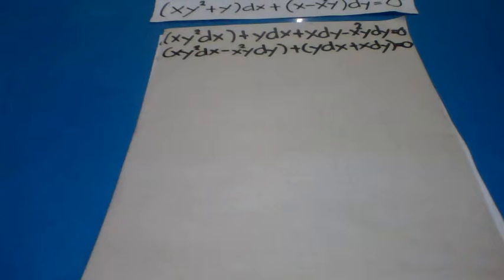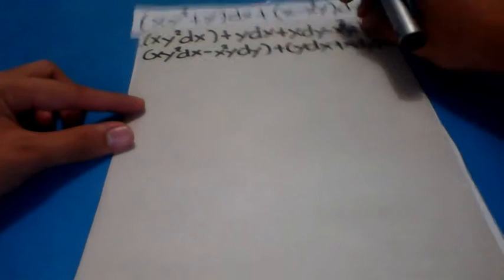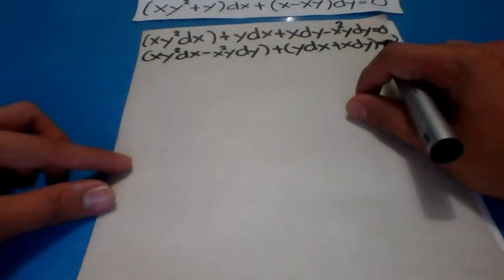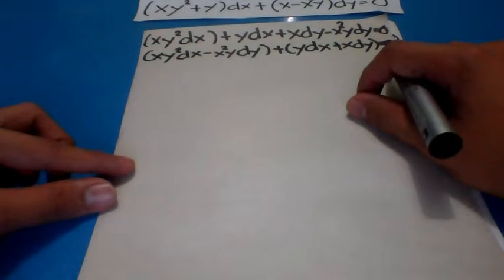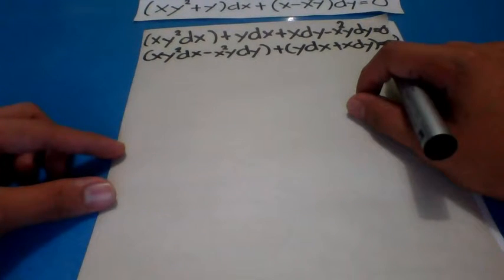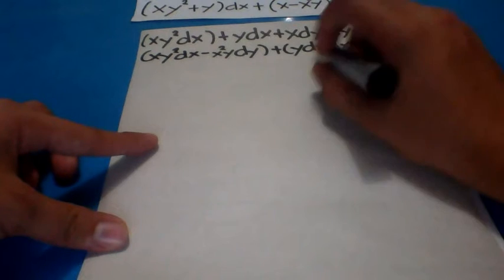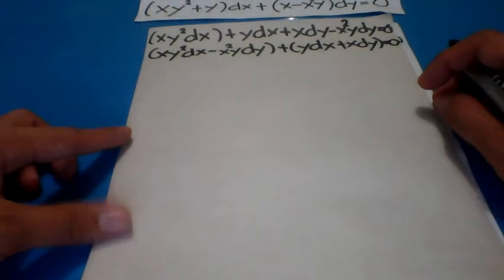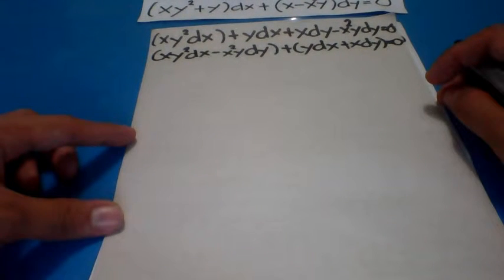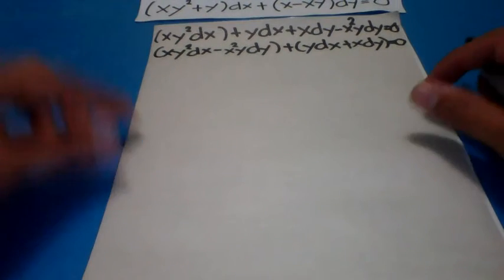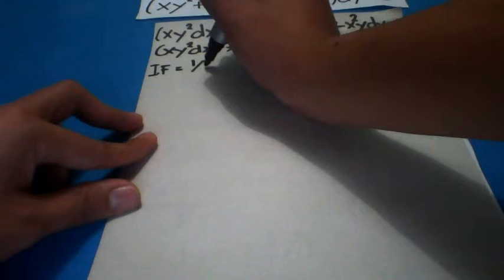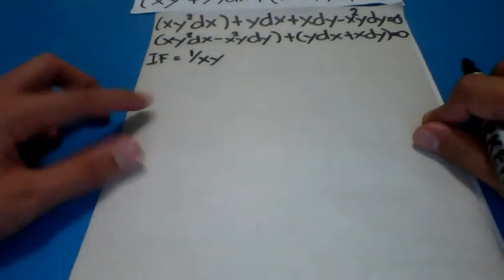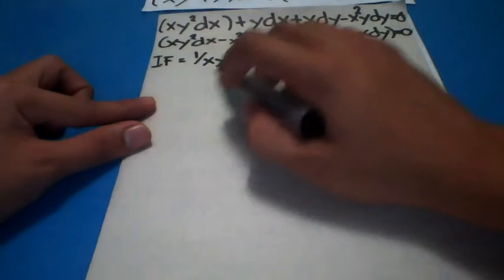Then for finding the integrating factor, if a first order differential equation contains the combination of y dx plus x dy, a function of xy works as a multiplier to make the equation integrable. So I have here the integrating factor, which is equal to 1 over xy. I use this integrating factor to make the equation integrable.